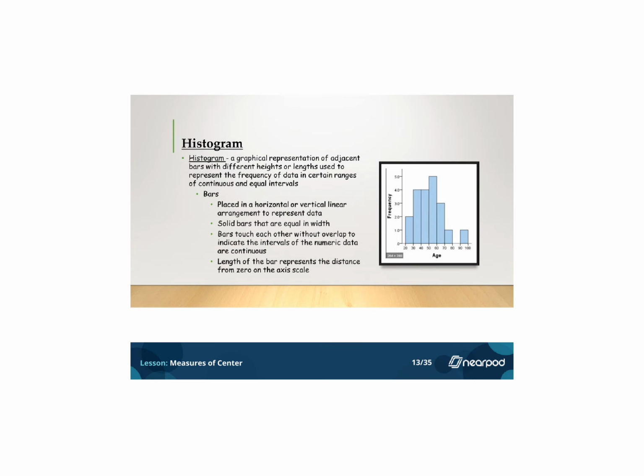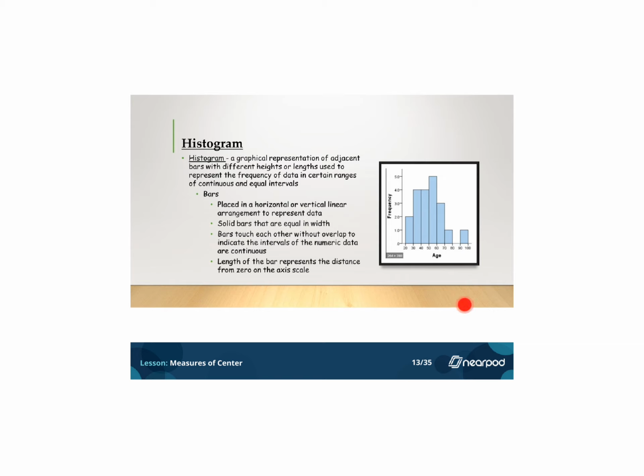Okay, next one, histogram. I'm not sure if you guys have seen a histogram, but this is probably not the most challenging, but the one that we need to pay attention to the most to make sure we fully understand it. So histogram. A histogram is a graphical representation of adjacent bars with different heights or lengths used to represent the frequency of data in certain ranges of continuous and equal intervals. What this definition is saying is that it does not specifically target one number. It targets a range of numbers.